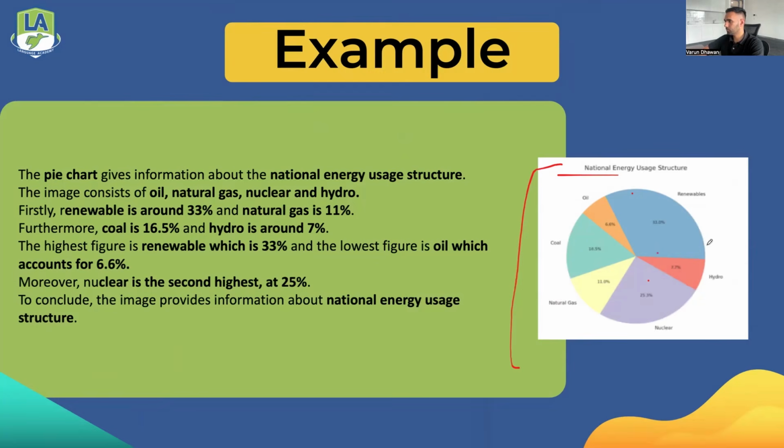Or you can do it this way as well. The image provides information about national energy usage structure. There are different elements which are hydro, nuclear, and natural gas. Oil is 6%, whereas coal is 16%. Moreover, nuclear is 25% and hydro is 7%. Also, renewable is represented by blue color and oil is represented by yellow color. The highest one is renewable, whereas the lowest one is oil. Overall, the image is about national energy usage structure.